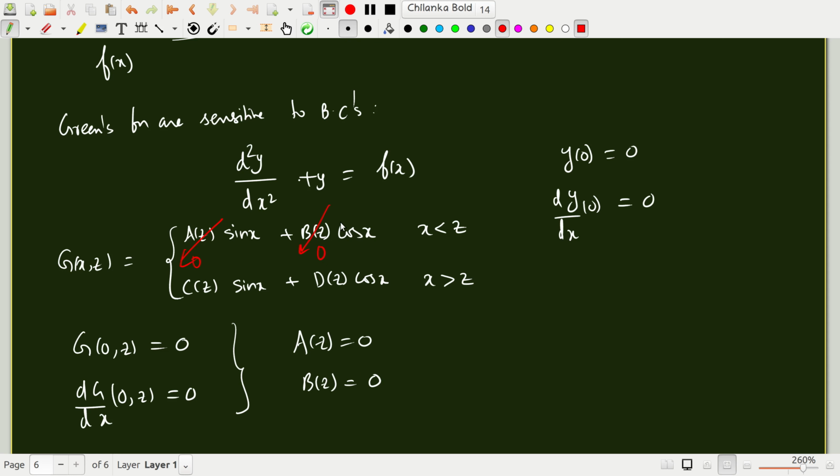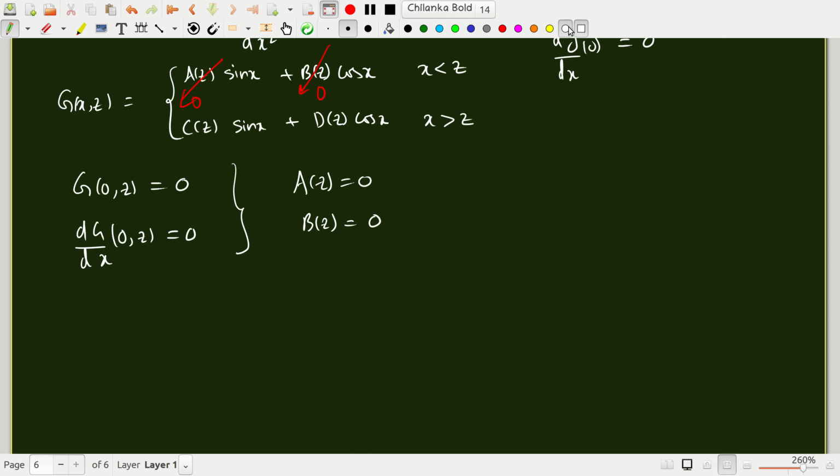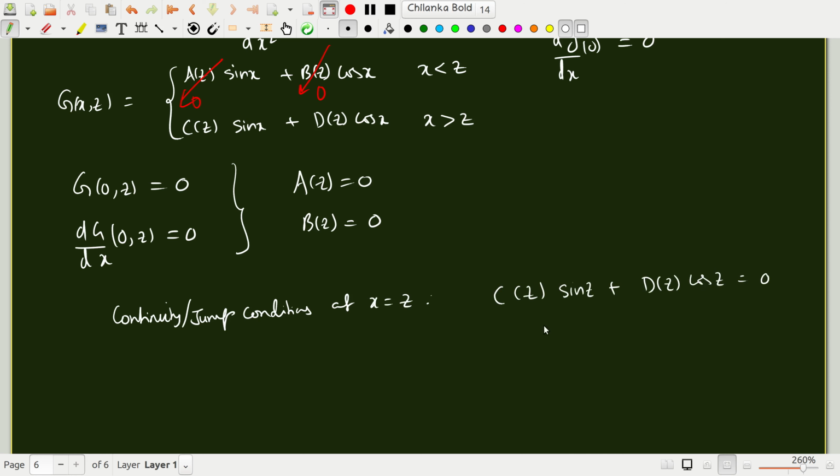And then you have the continuity and jump conditions at x equal to z, which say that c of z sin z plus d of z cos z is 0, and c of z cos z minus d of z sin z is 1. This is the derivative condition, and the other is the function condition. So if you solve, you will get c of z is cos z and d of z is minus sin z.